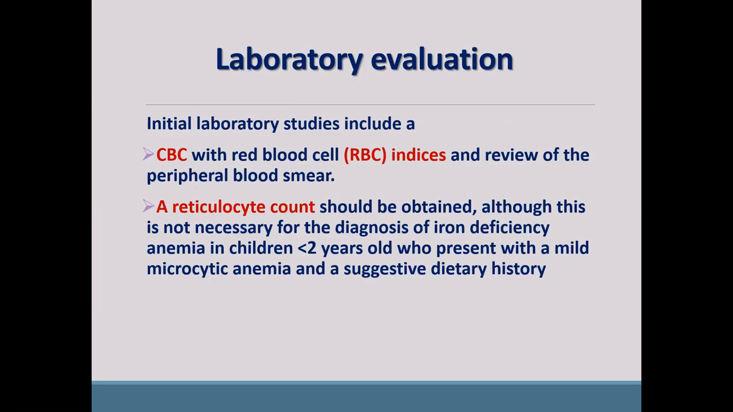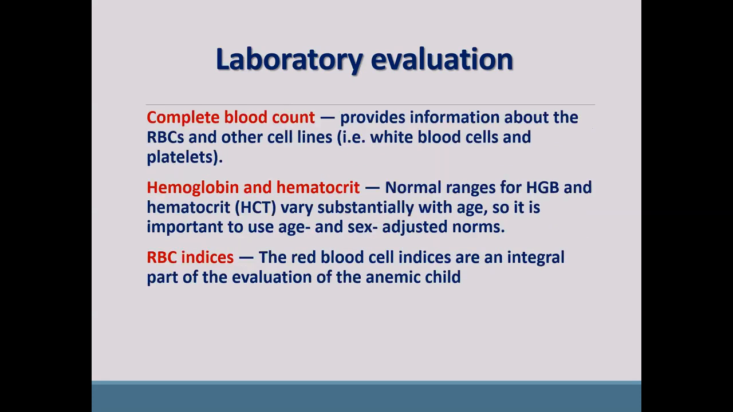It should include initially a complete blood count with RBC indices and review of peripheral blood smear. Also, reticulocyte count should be obtained, although it is not necessary for diagnosis of iron deficiency anemia in children less than 2 years old who present with mild microcytic anemia and suggestive dietary history.